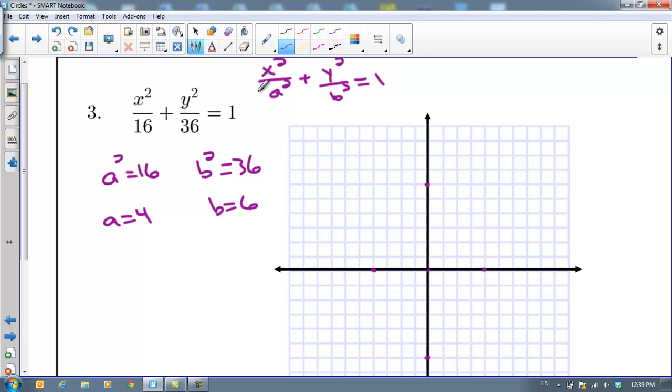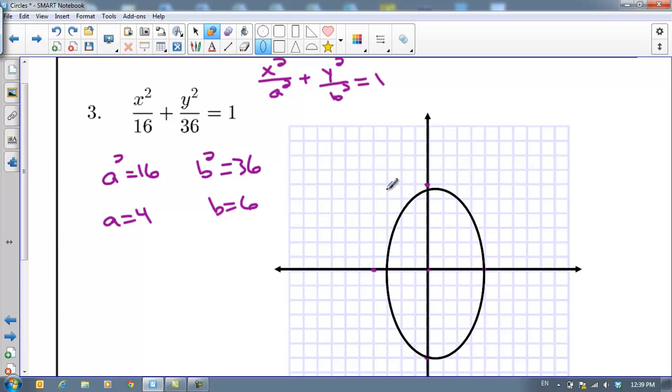And so let's see if I can graph this now. With an ellipse, I'm going to start down here. See if I can make it happen. Magical. So that's how you graph ellipses.